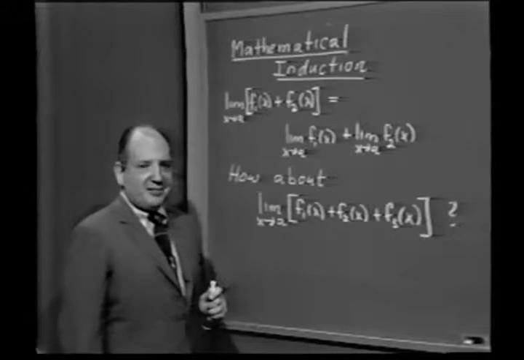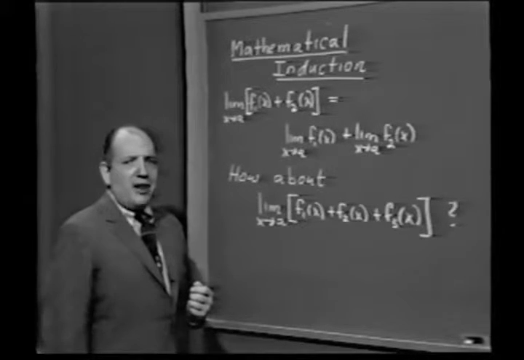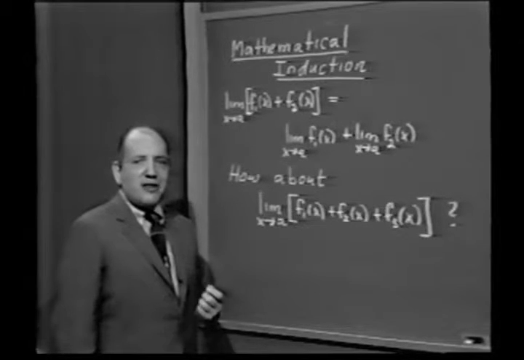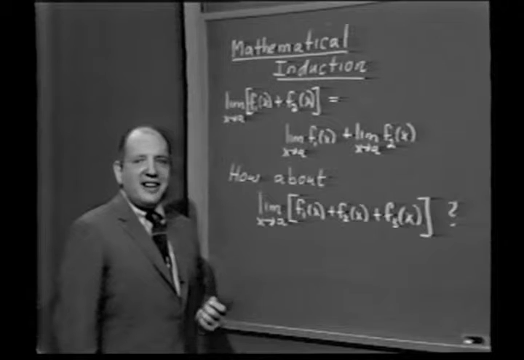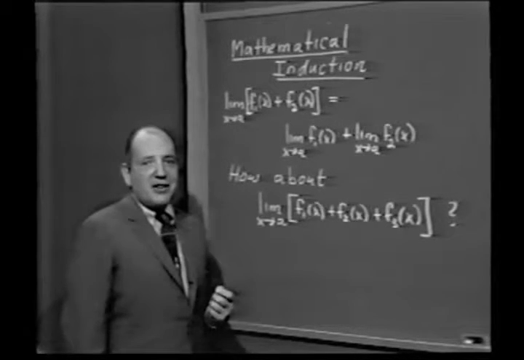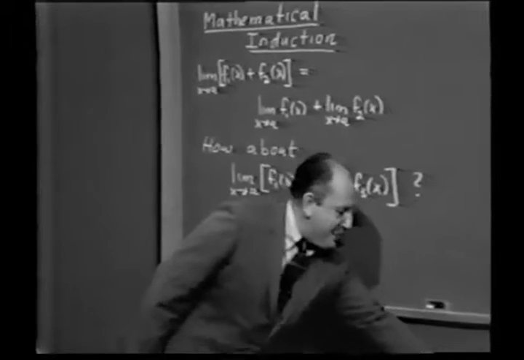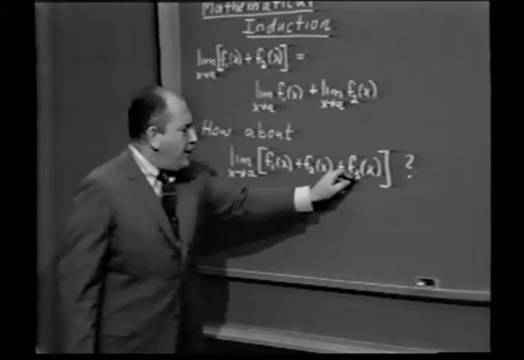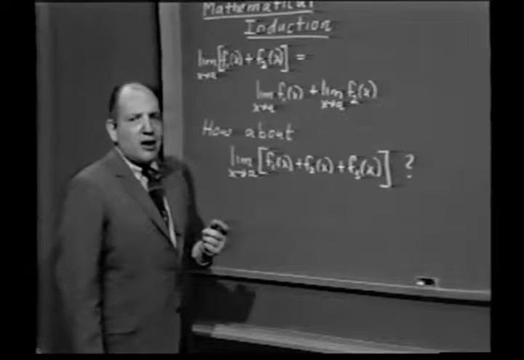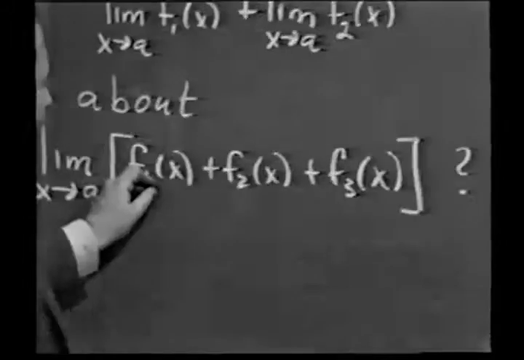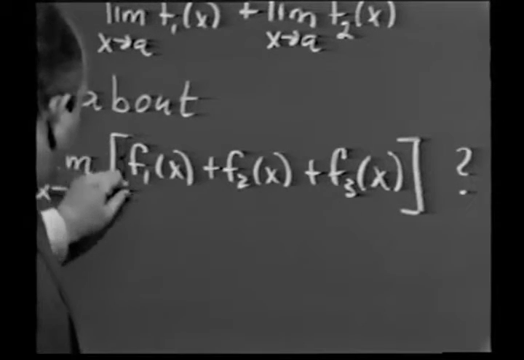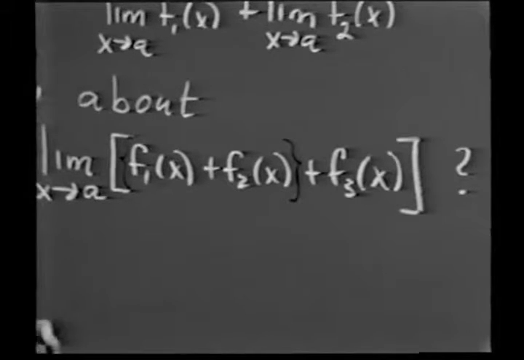plus f3 of x? Now, to tackle a problem like this, we do what is so often done in any mathematical logical procedure. We try to reduce an unfamiliar problem to a familiar problem which has already been solved. Let's see what I mean by that. If there had been only two terms in here that we were adding, we would have known how to handle this problem. So what we observe is that since the sum of two functions is again a function, we can assume that our expression is written this way.